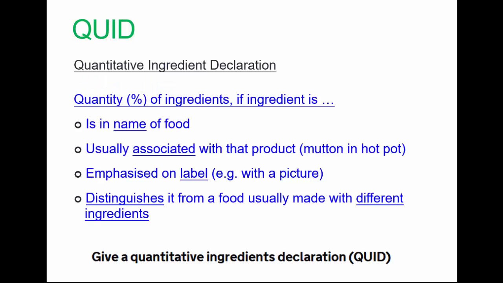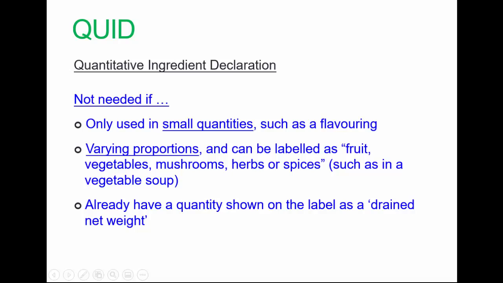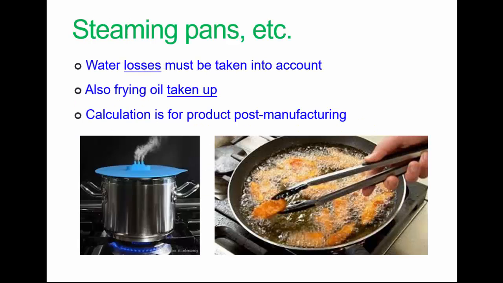Okay, so the QUID. You'll be doing a lot more of this in semester 2. The QUID tells the customer a percentage of particular ingredients in a food product, and it's required in the circumstances described on this slide. If you want to read about it, there's a good link here, again a link to an FSA resource on this. In some cases, a QUID declaration is not needed, such as, for example, if something contains varying proportions, such as a vegetable soup, which may contain a range of different things. Again, more detail in FPD.